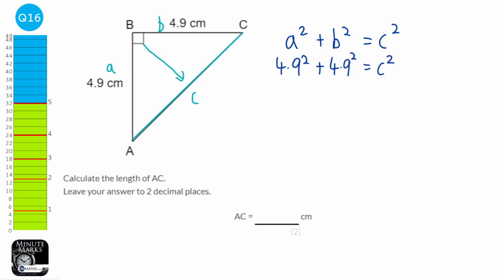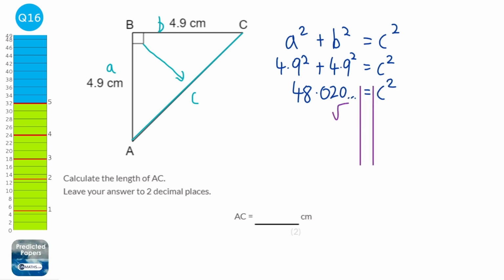So we're going to add the 4.9 squareds together, and that will give us 48.020 and so on. And here we're going to do a bit of solving. So we're going to square root both sides to find out what c is. So the square root of 48.020 and so on is 6.929 and so on. Rounded to two decimal places, this will be 6.93.